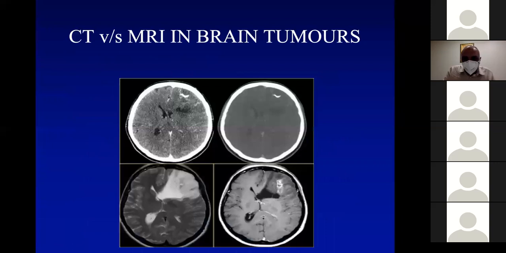Right. Now, CT versus MRI and brain tumor. You could see that there is a mass effect in this region of the left frontal region with a speckle calcification.